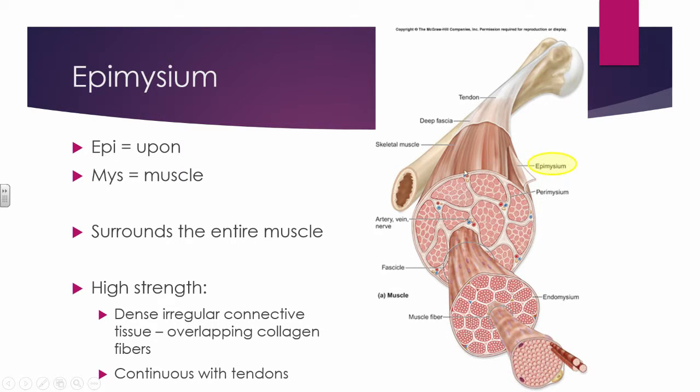Now, it's got to have the most strength because it's continuous with the tendon. And when you're lifting weights or putting a lot of pressure on your muscles, it has to be able to pull with those tendons and to be able to maintain that strength and maintain that structure in the muscle without severe tears or injuries.